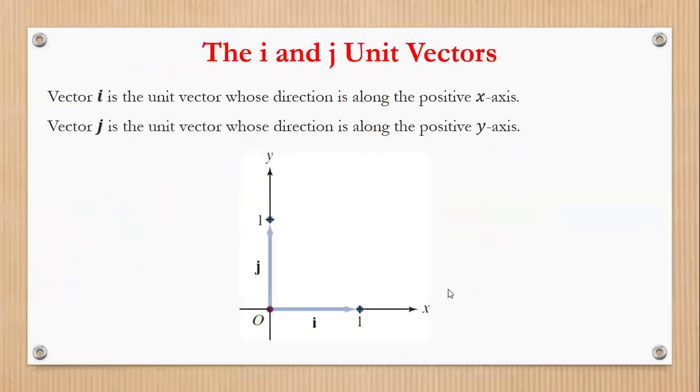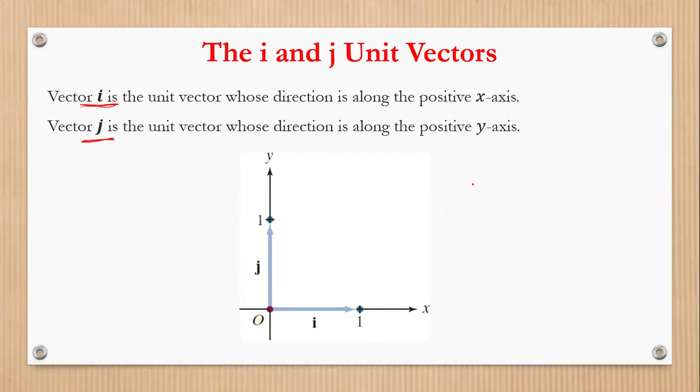So what are the unit vectors? The unit vectors, or i and j unit vectors, are the vectors with length of 1 and in a direction along the positive x-axis or y-axis. So i is a unit vector along the x-axis, j is a unit vector along the y-axis. And the length or the magnitude of the unit vectors are always 1. So as you see in this picture, we have i along the positive x-axis and j along the positive y-axis.